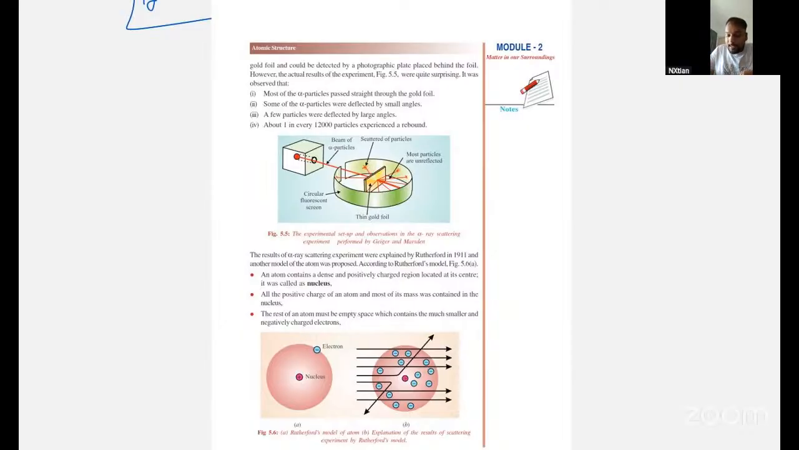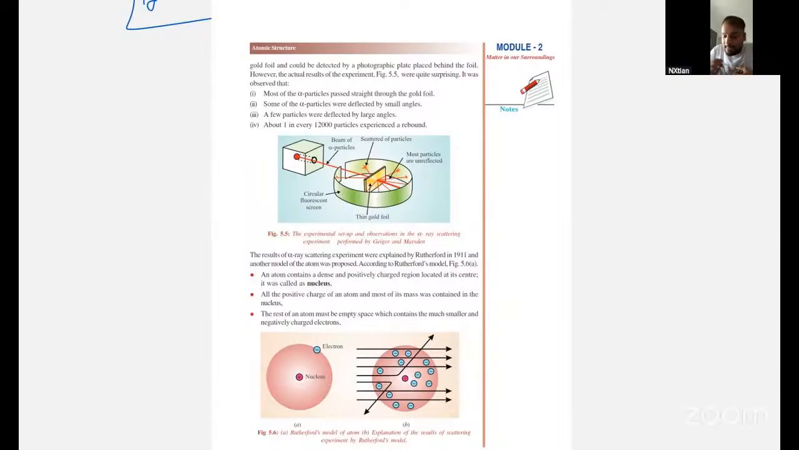The result was that many of the rays went straight. There is no problem in that. Some of the rays get deflected with smaller and larger angle, and one out of 12,000 rays get back to the same path. So with this experiment, he concluded some points. Many of the rays go straight, so he found out that most of the area of the atom is empty. Why empty? Because the rays are going straight. There is no deflection in that.